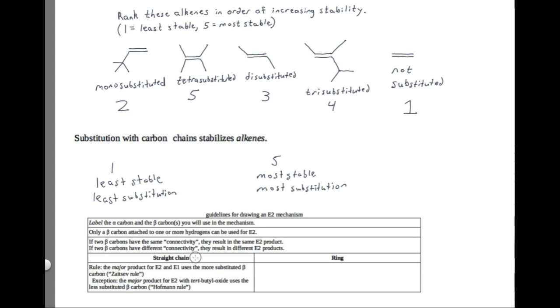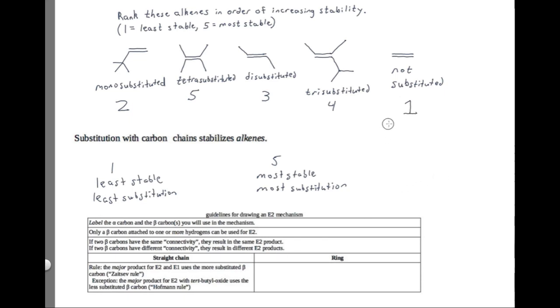On the other hand, you should remember that there is an exception to the Zaitsev rule, which is the Hofmann rule. If you use tert-butoxide, the major product would use the less substituted beta carbon. Do you remember why that is? That's for steric reasons. Tert-butoxide is an especially bulky base that experiences a lot of steric hindrance. So that very bulky base will have an easier time attacking a less substituted beta carbon. If the base is experiencing a lot of steric hindrance, it's easier for it to attack the beta carbon that is surrounded by less steric hindrance.